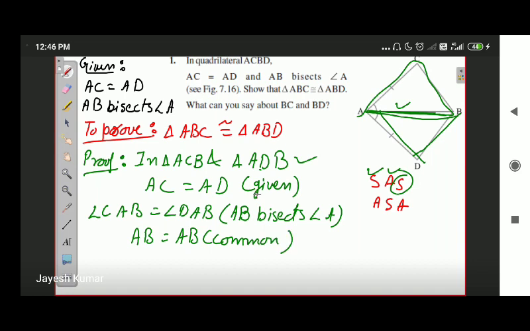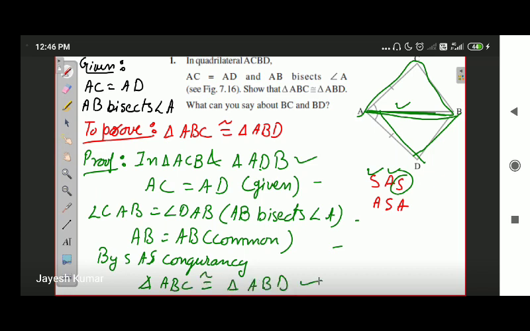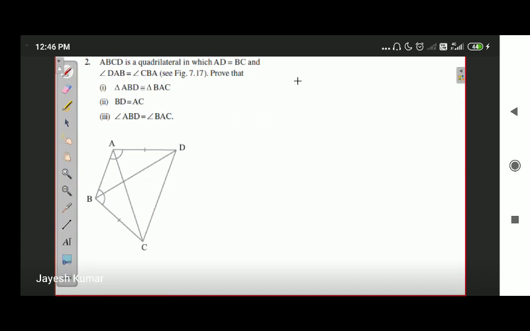Now we have two sides and the angle between them, so by the SAS congruency rule, triangle ABC will be congruent to triangle ABD. Now let's move on to the next question. This is question number 2. Once again, we will write down what is given to us.